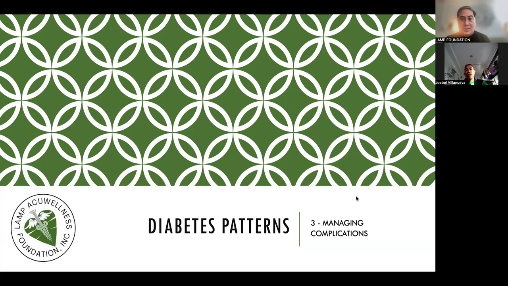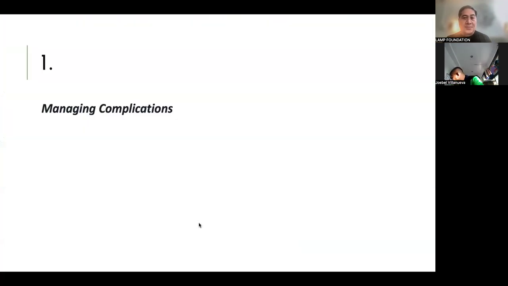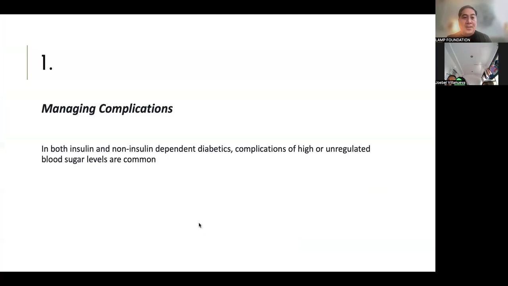So today we shall continue with diabetes, and this time we will talk about managing complications. For both type 1 and type 2, or what we call insulin and non-insulin dependent diabetics, the complications are common, which are due to high or uncontrolled blood sugar levels.